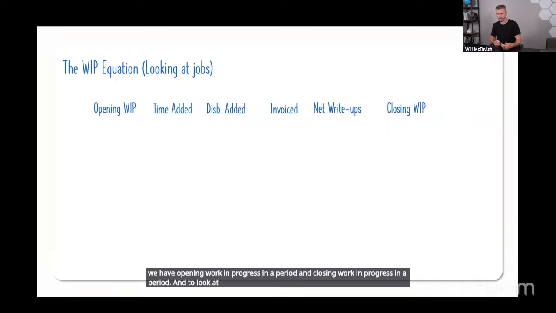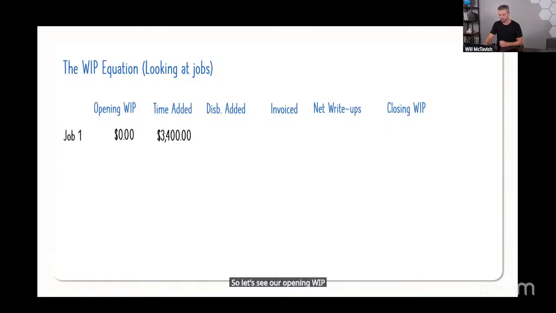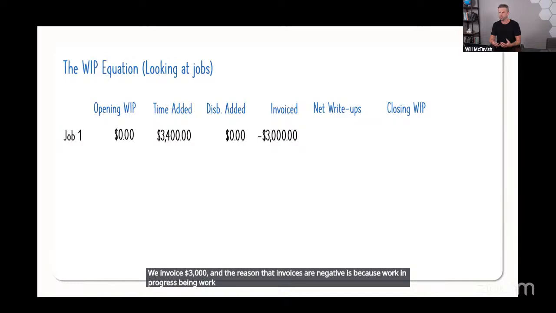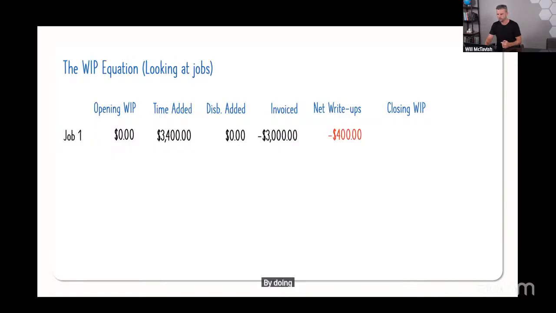To look at these next concepts, we need to have an understanding of the WIP equation. So I'm just going to do a brief example here. Let's say our opening WIP is 0. Time added is $3,400. We invoiced $3,000. The reason that invoices are negative is because work in progress, being work done, not yet invoiced, is an asset that's positive, and when we invoice it, it reduces it. So we've added $3,400 of time, and then we've reduced it by $3,000 by doing the invoice. Then we have $300 of write-offs, giving us a closing WIP of 0. So this would be the life of a job here, right? That's poor recoverability on this job.